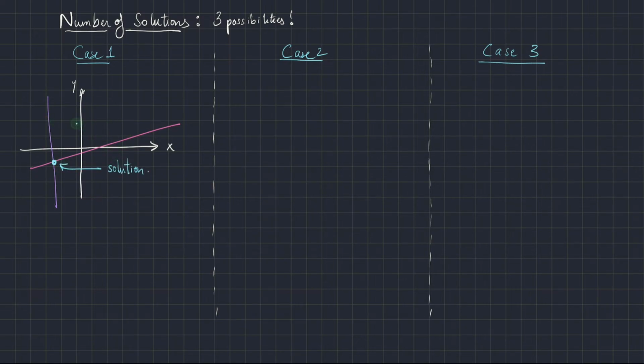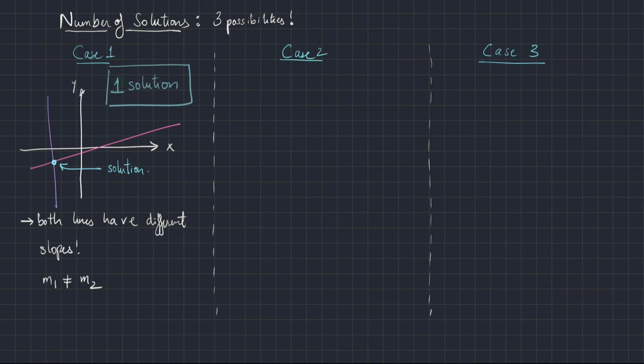Both of these lines have different slopes. And if two lines have different slopes, then they're always going to intersect somewhere. And so, in this case, we have only one solution.